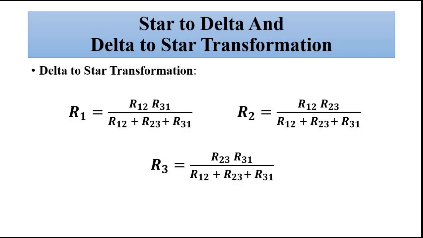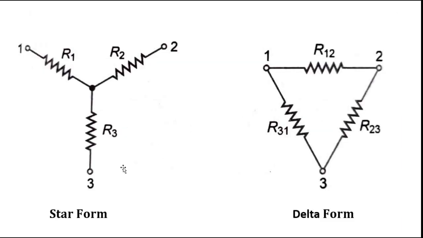So another important concept related to resistive circuits is star to delta and delta to star transformation. In some cases you will find resistors in a circuit or a network connected in this way. It is sometimes called the star pattern or star form. It is also called the T form, and this is called the delta form, and it is also sometimes called the pi form.